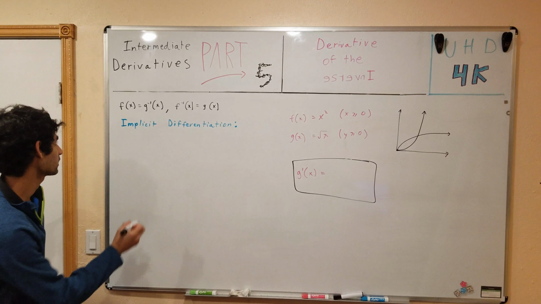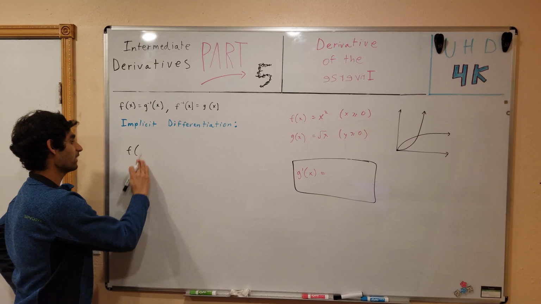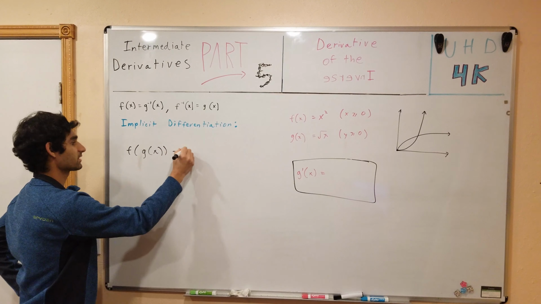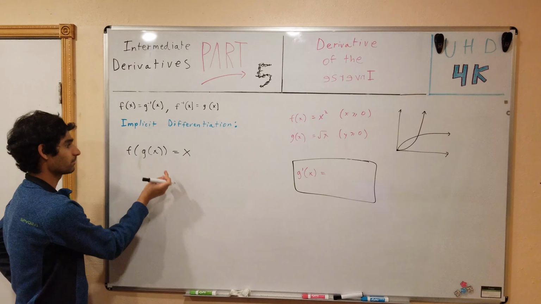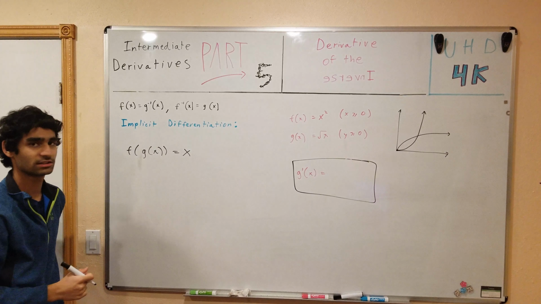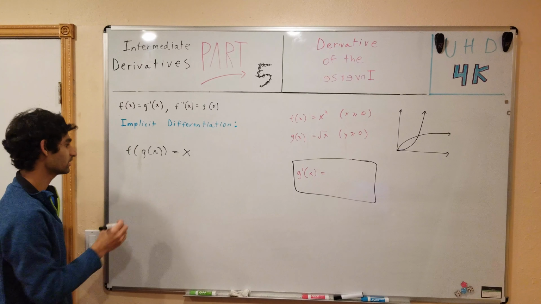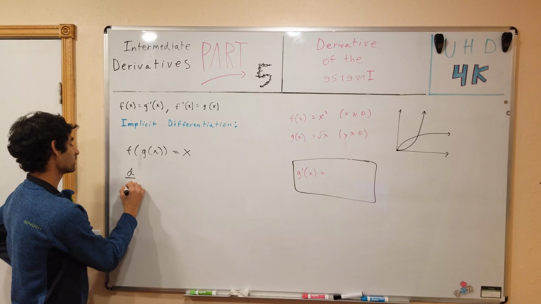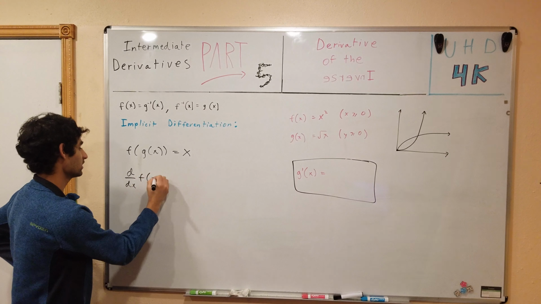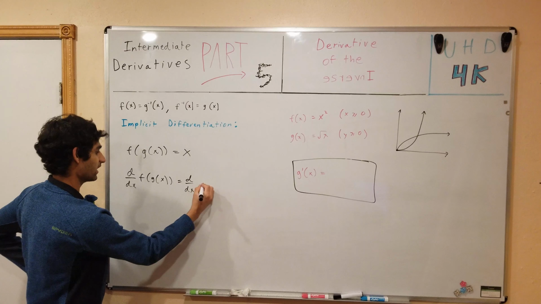Well, let's find out. So because the two functions are inverses of each other, we know that f of g of x is just equal to x. So imagine you're taking something, you're plugging it into g, then you're plugging that output into f, and you get back your original variable x. So we're going to use implicit differentiation, which is a concept we learned a few videos back. It means we take the derivative with respect to x of both sides of this equation. So d over dx of f of g of x is equal to d over dx of x.